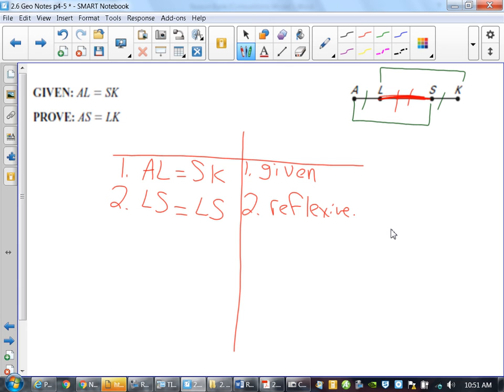Okay, so now let's think of it in terms of segment addition. Or addition property of equality. If I think about it, addition property of equality, that basically says if you add the same thing to an equal sign, it stays balanced. Do you agree? Yes. Now, since we know that LS is still the same thing as LS, if I add it to here and here, doesn't it stay balanced?